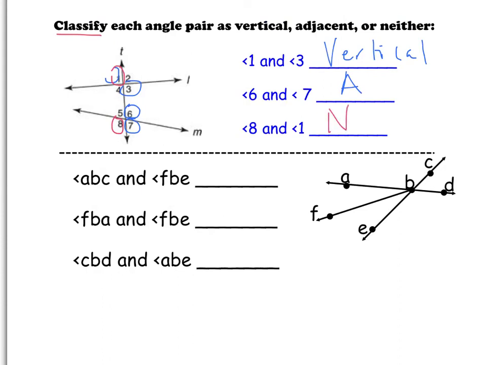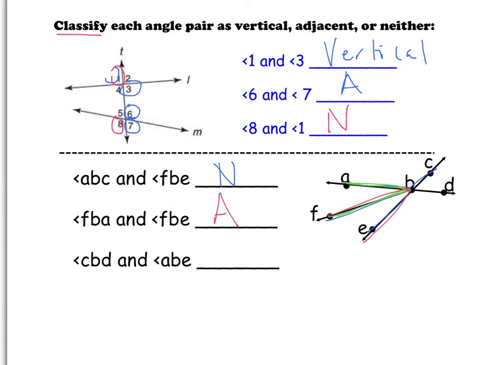Okay, let's look at angle ABC. For that angle and angle FBE, those look like they're kind of across from each other, but you notice those are not the same size angle, and so they are neither. Let's do some green here. Okay, angle FBA and angle FBE. Those angles share that common ray, so those are adjacent because they are next to each other.